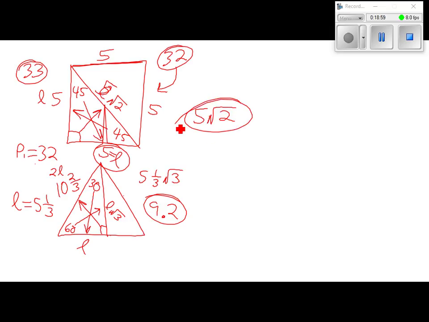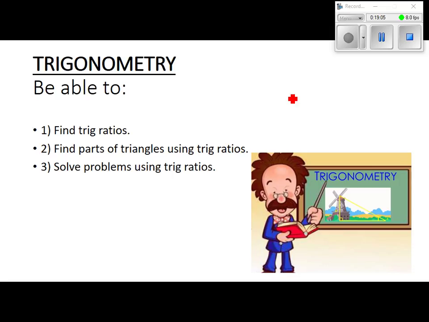Make sure your names are on those, and pass them over to Evan. Start copying this down. 5 radical 2. Trigonometry, doing the trig ratios.